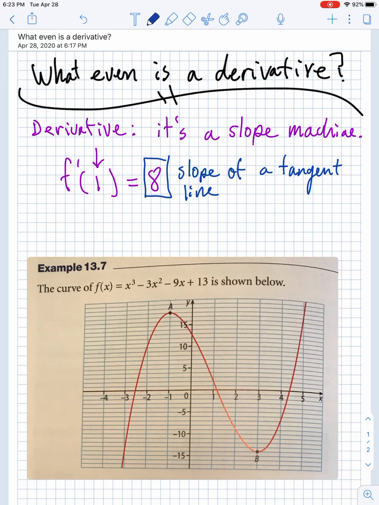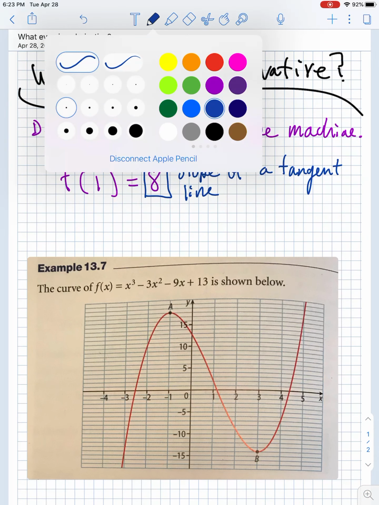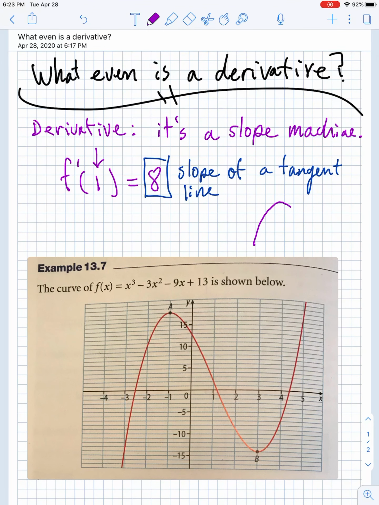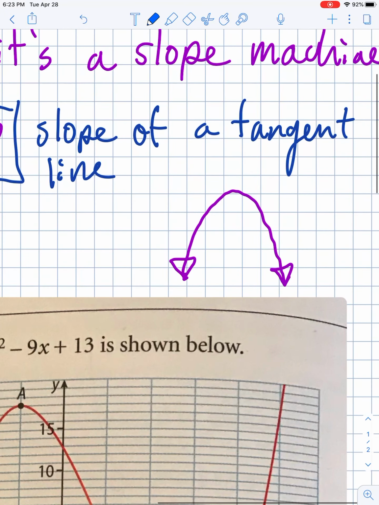Now, a tangent line is when you have a curve. Let's say you have a little upside-down parabola like this. A tangent line is a straight line that just barely touches the curve in one spot. So you can have lots of tangent lines on this curve I've drawn. One tangent line could be here, a straight line that just barely touches the curve right there. That's a tangent line. It has a positive slope because it's going uphill. So that's a positive tangent line.